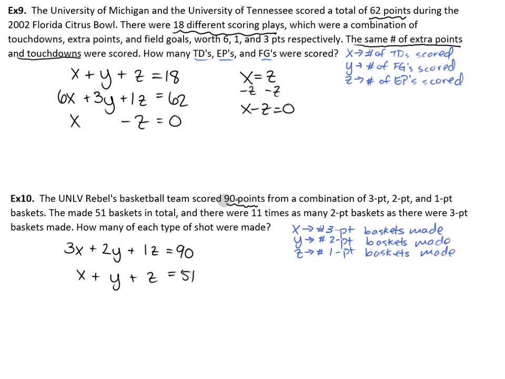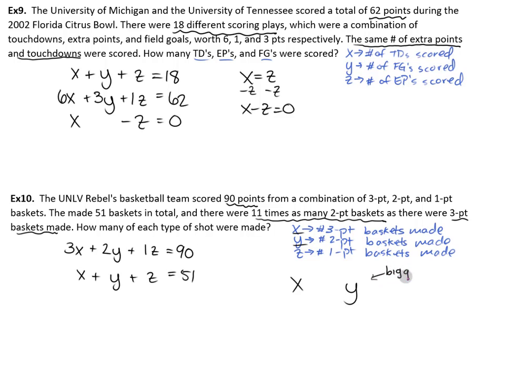And it's this last one that could be pretty tricky to set up. There were 11 times as many 2-point baskets as there were 3-point baskets. So we're doing a comparison between 3-point baskets and 2-point baskets, between x and y here. So if you read this, which value is going to be bigger? We scored 11 times as many 2s as we did 3s. So that tells me we scored a lot more 2s than 3s, right? So this is definitely the bigger value.